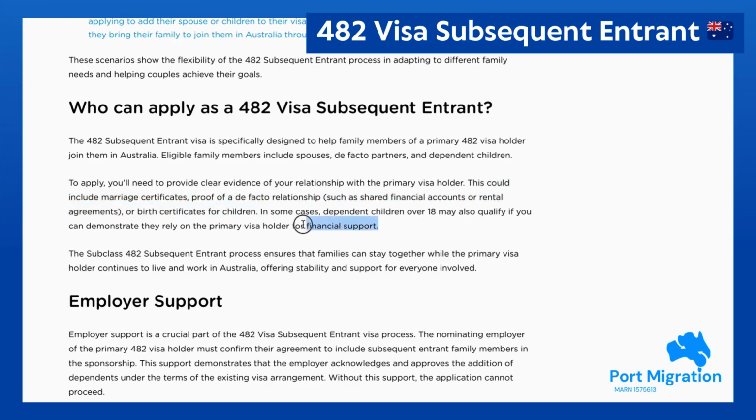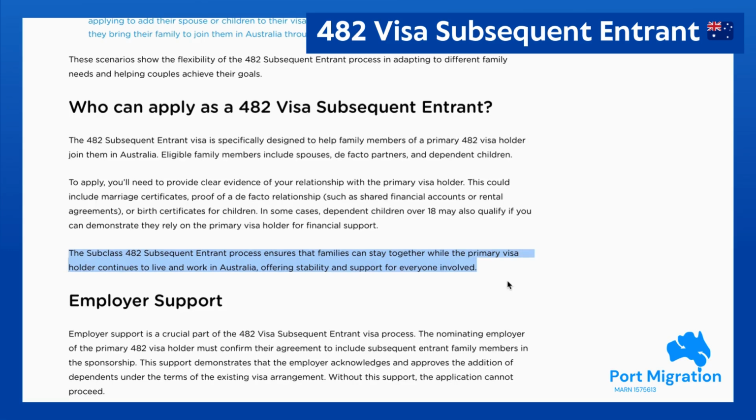In some cases, dependent children over 18 may also qualify if you can demonstrate that they rely on the primary visa holder for financial support and that they meet the eligibility requirements. The Subclass 482 subsequent entrant process ensures that families can stay together while the primary visa holder continues to live and work in Australia, offering stability and support for everyone involved.